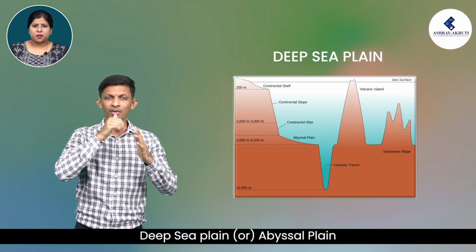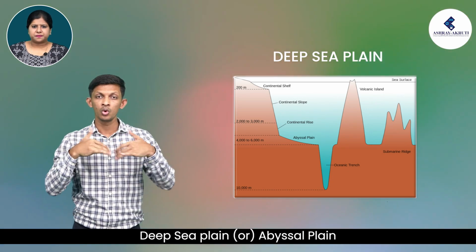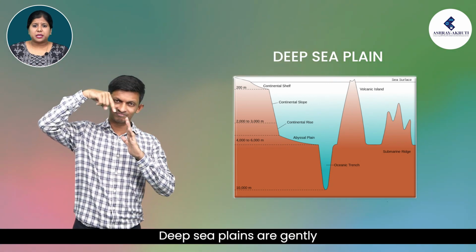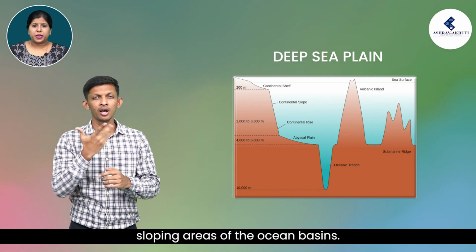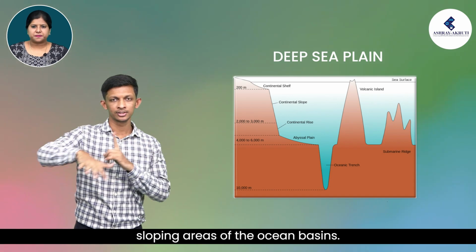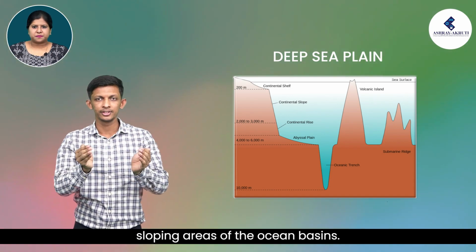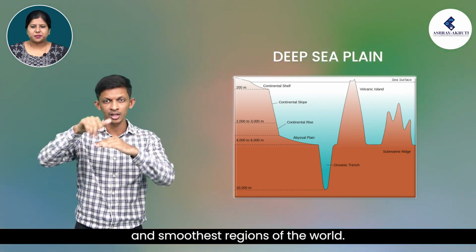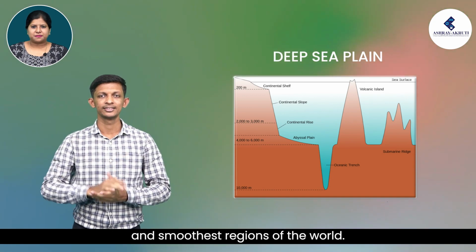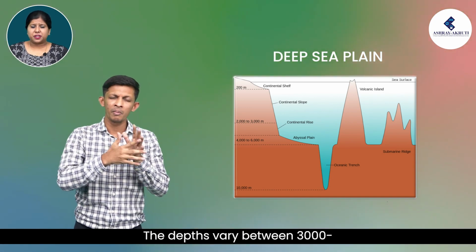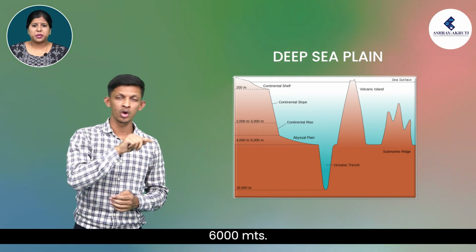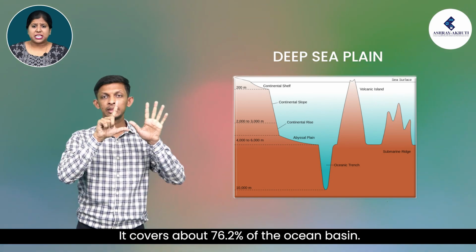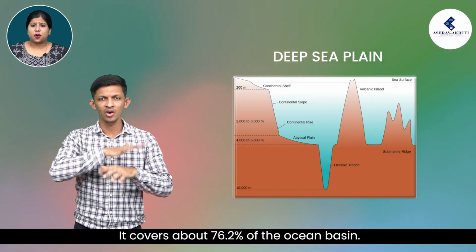Deep sea plain or abyssal plain. Deep sea plains are gently sloping areas of the ocean basins. These are the flattest and smoothest regions of the world. The depth varies between 3000 to 6000 meters. It covers about 76.2% of the ocean basin.